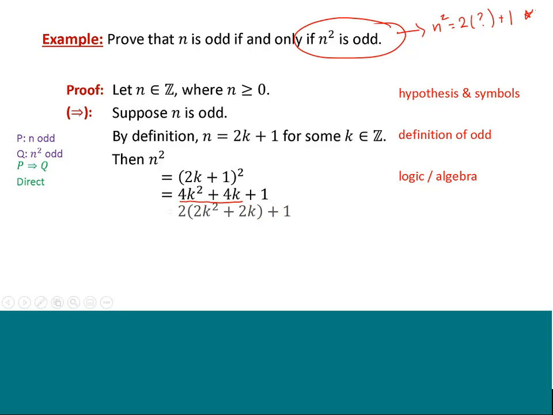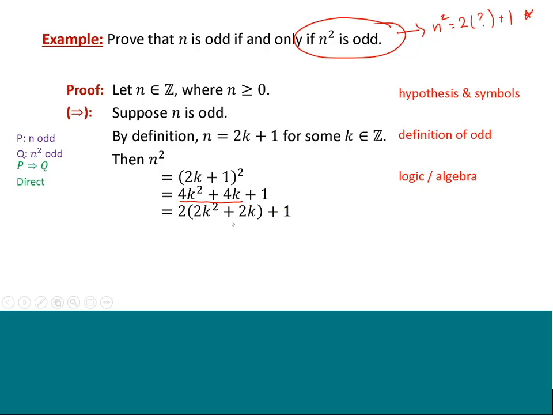We'll have 2 times, well, in the first one we'll pull out a 2 and we'll get 2k squared. In the second one we pull out a 2 and we get 2k. So that means now we have 2 times something plus 1. Now, the only thing you have to confirm is this something that you were trying to get for your n squared, which we totally have right now, has to be an integer.